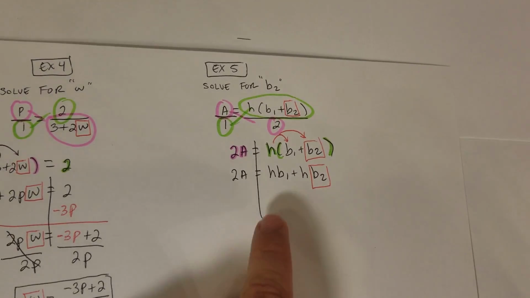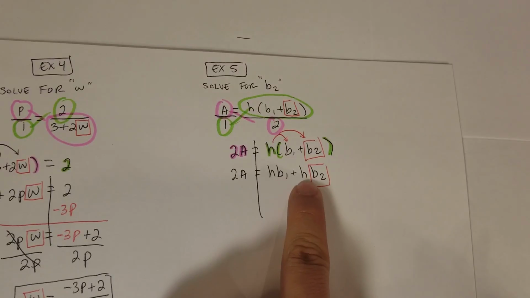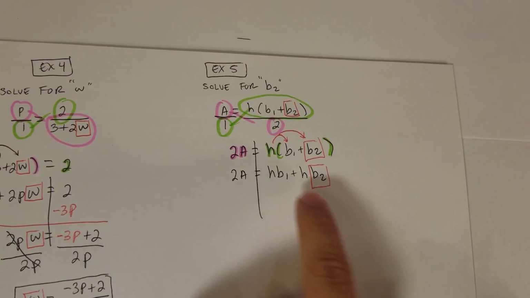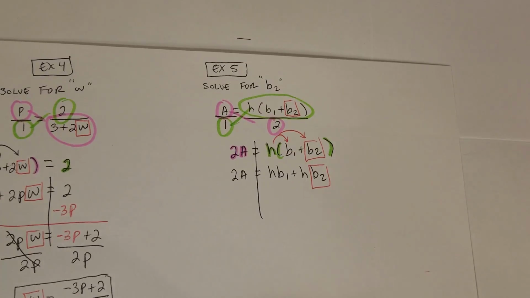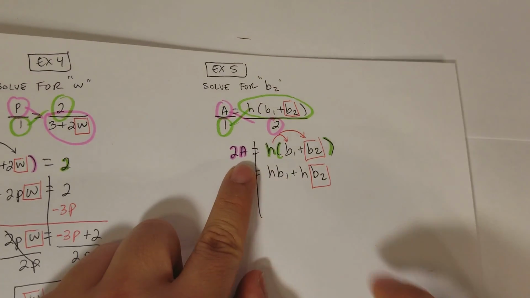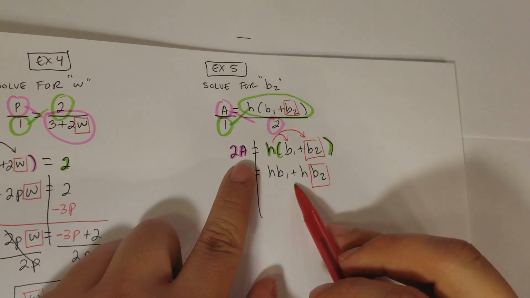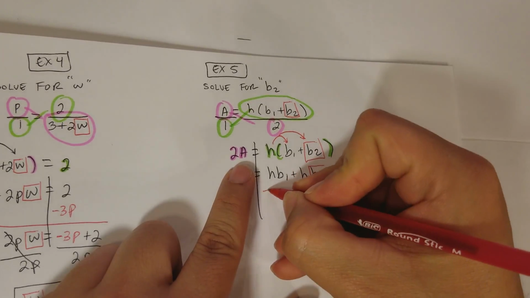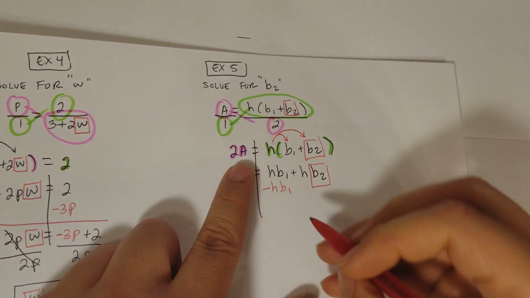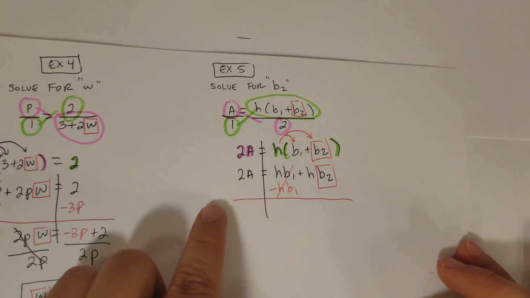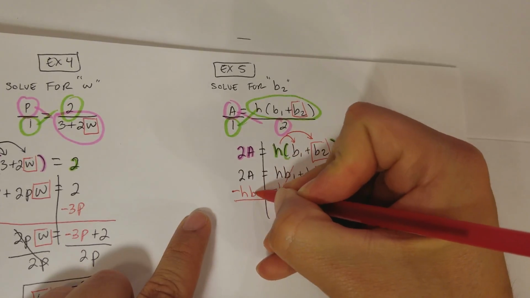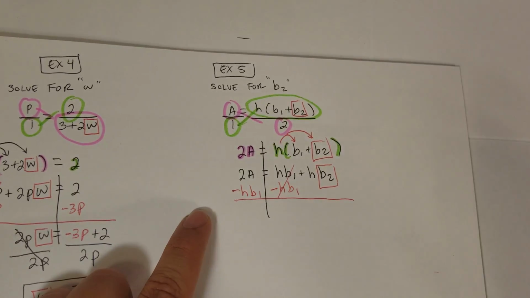So almost done. We got to get rid of this guy. We got to get rid of this guy. So get rid of the hb1, get rid of the h, move it to the other side, so we can get the b2 by itself. Which one is furthest? So that one's furthest. So we're going to start with that guy. Opposite of plus hb1, we have to subtract it. And then that way it'll cancel out on this side. We do the same thing to the other side. Minus hb1. And then we're almost there.